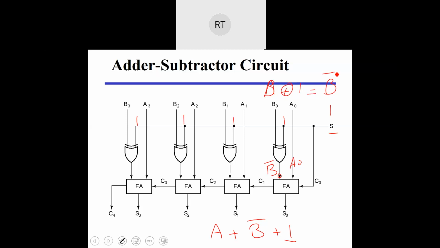Is it clear? So why am I doing this? Because if I want to use the same adder-subtractor, whether I have A plus B or A minus B, it's going to be the same. What will make the difference with the B is, am I using B XOR 1 or B XOR 0? This will make the whole difference with the adder-subtractor if I am adding or subtracting. Okay?